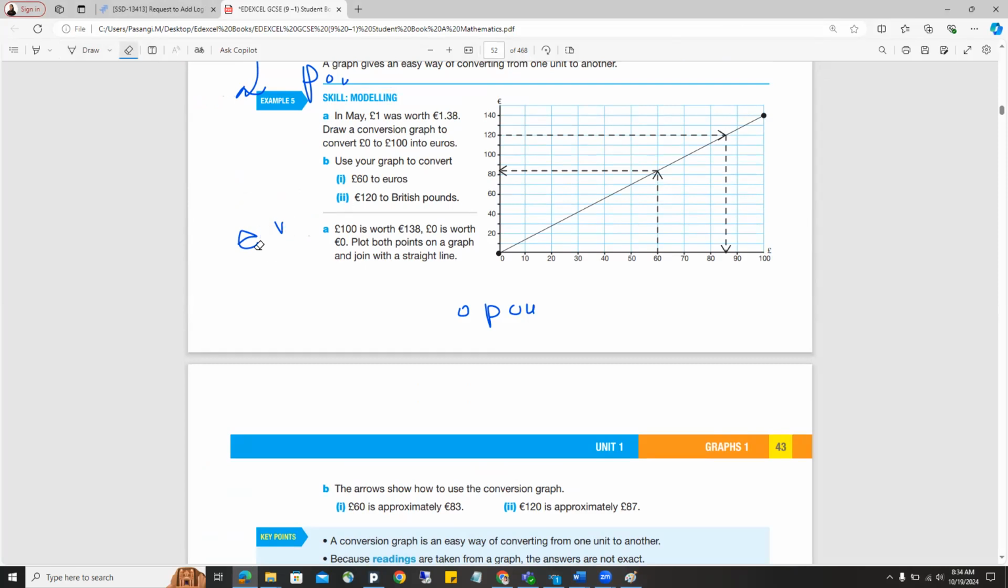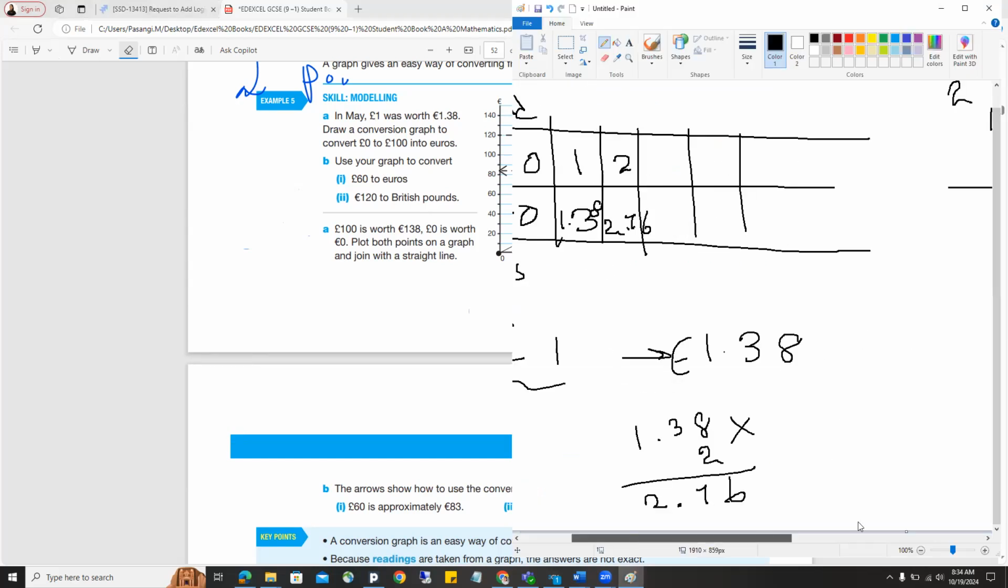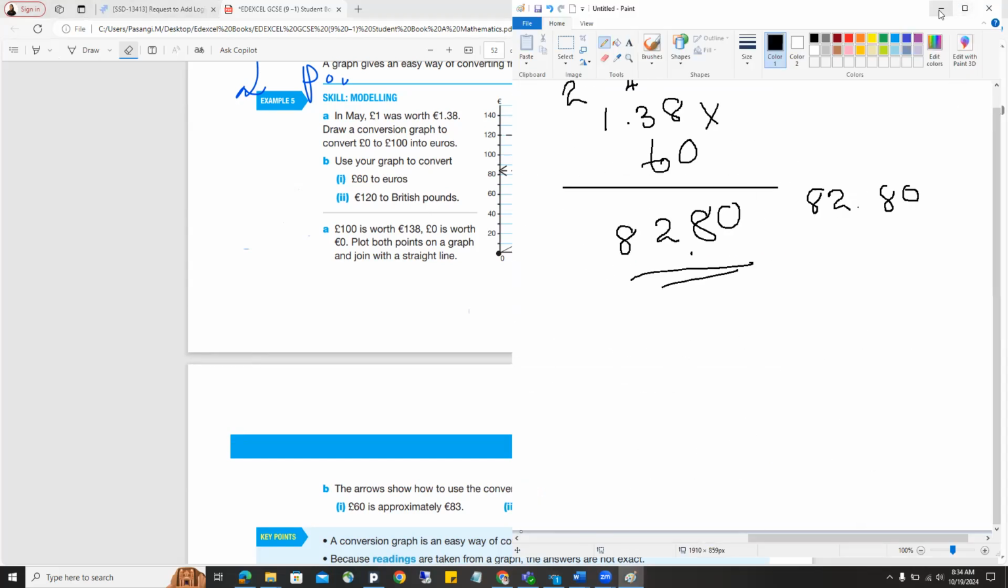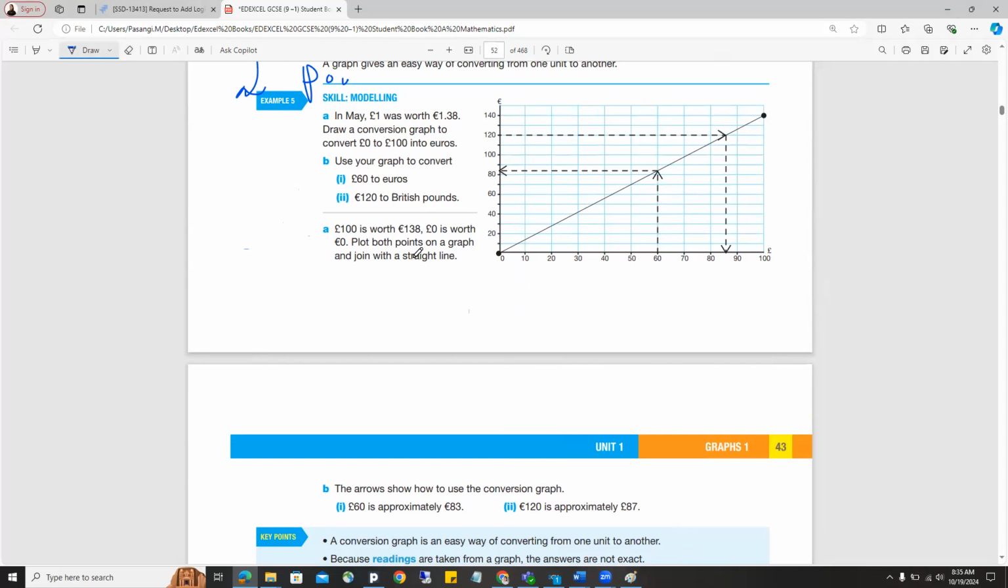Can you? Yes. I need the answers for these two questions. Or else you can explain to me as well. Can you explain to me how we are going to do these? Are you sure? Is it clear that for this one you should multiply 1.38 by 60, and for this one what do we have to do?